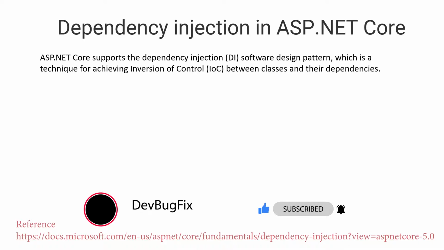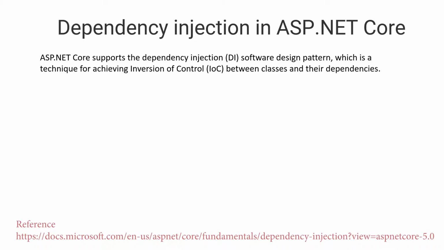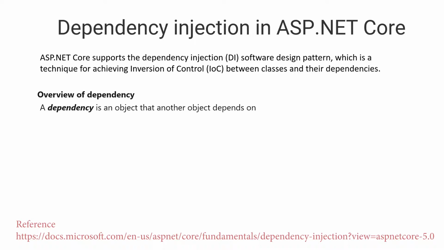ASP.NET Core supports the dependency injection software design pattern, which is a technique for achieving the inversion of control between classes and their dependencies. Now we will see what is a dependency. A dependency is an object that another object depends on. Let's understand with an example.